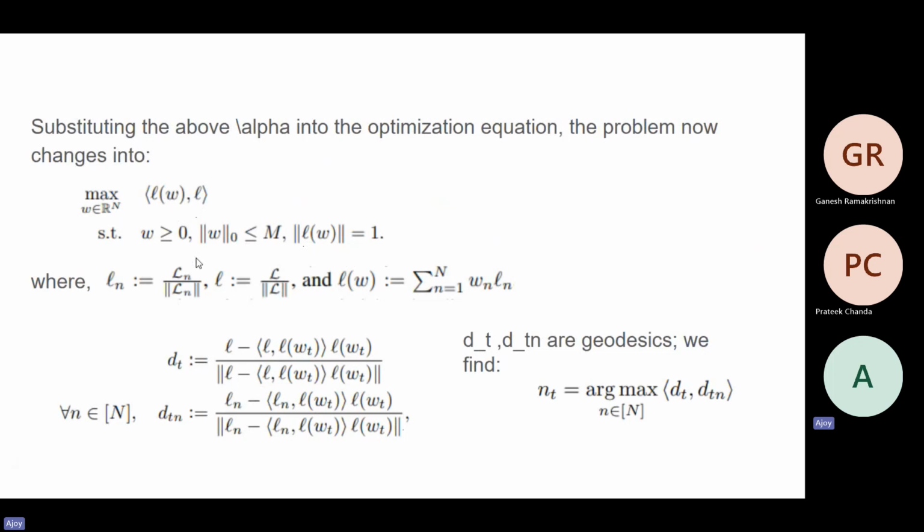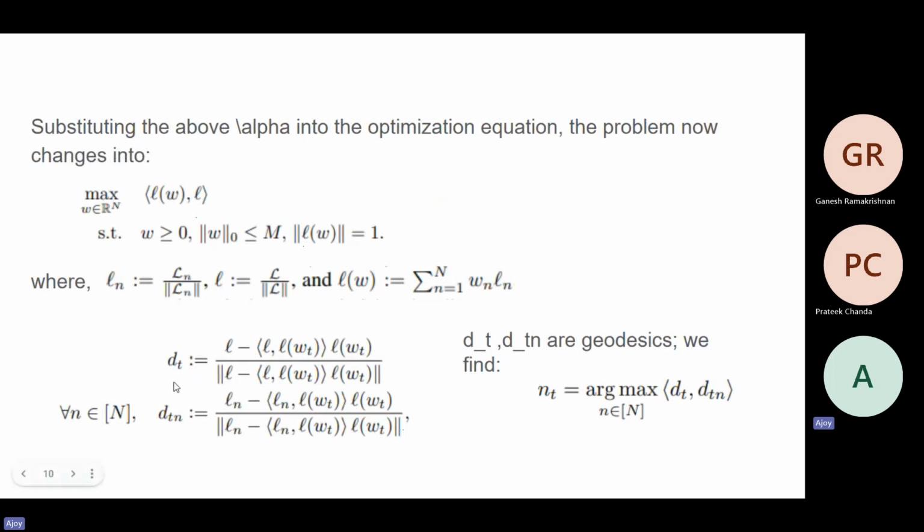So we will now first find DT and DTN, where these DT and DTN are geodesics. A geodesic is nothing but the fastest path between 2 points in a space. For example, it's a straight line in our Euclidean space. But this is for a general manifold, so we are trying to go from a straight line to a general manifold.